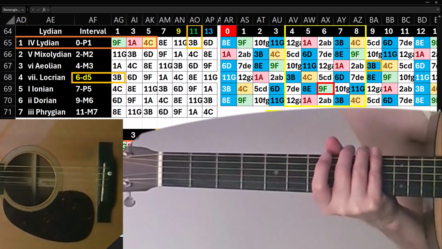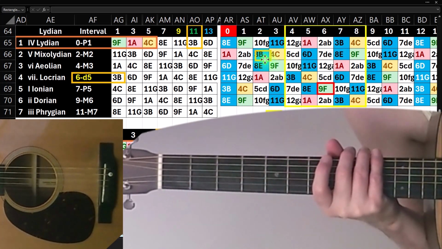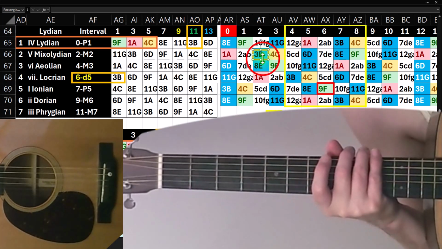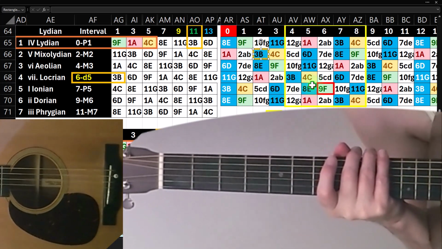All right, let's go up to the next one. Again. Do it again. We're going to go 6 note away, diminished 5th.